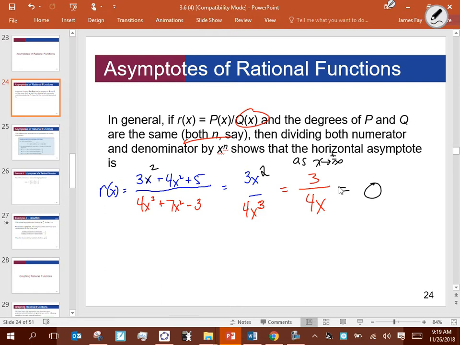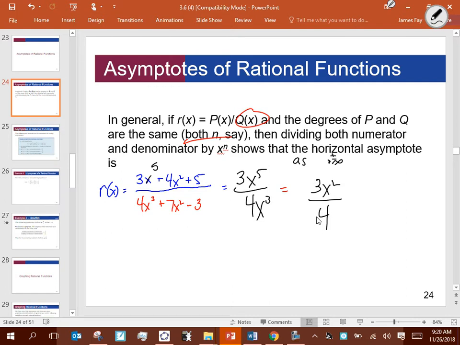Now the messy one, and we'll get to this later in the week, we've got time. The messy one is when this is, let's say, to the 5th power. So now we have 3x to the 5th over 4x cubed. Now where's the variable left? Up top, right? So it's going to leave me with 3x squared over 4.